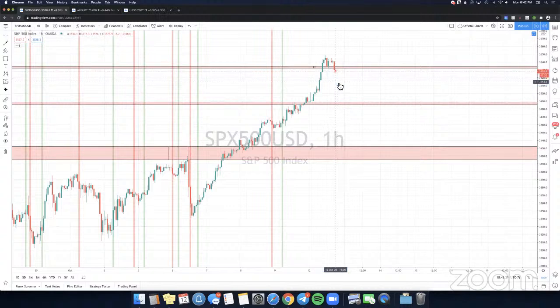But I wouldn't just enter just because. Make sure that it satisfies your requirements for your entry before you enter this trade, because right now it's really iffy. It could either go sideways, it can go down, or it can shoot back up. It just really depends.